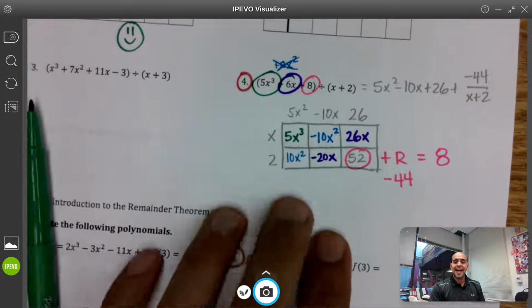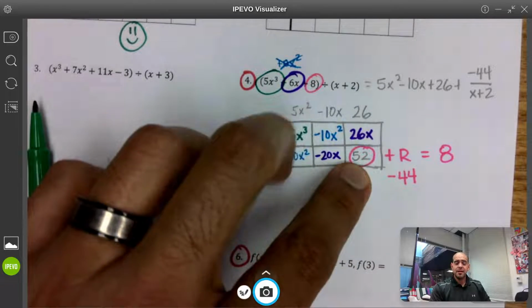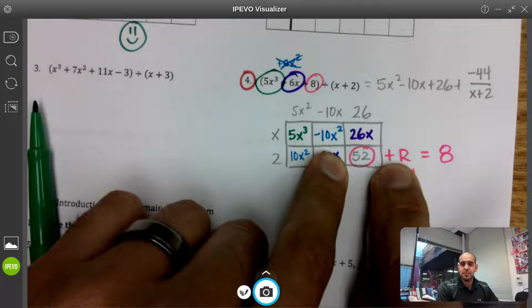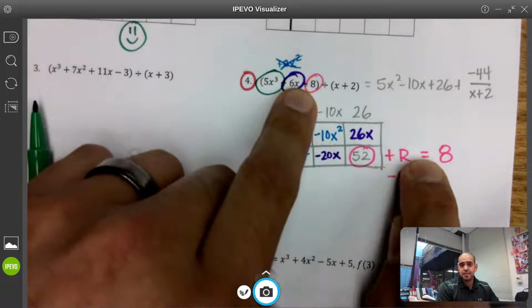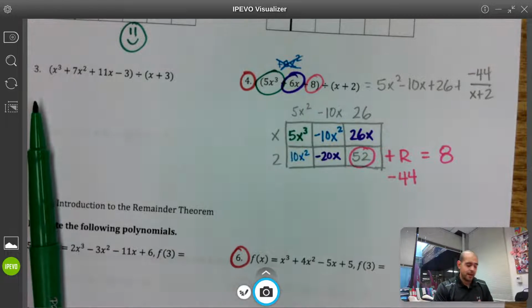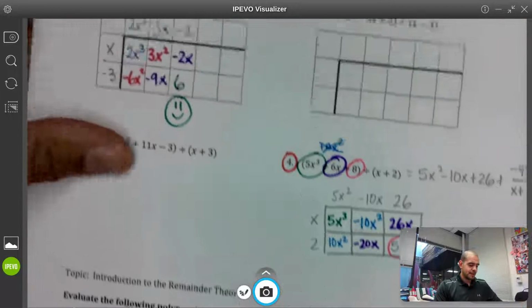Okay, so if your last box doesn't match, essentially to find your remainder, it's 52 plus the remainder, that's your remainder, to get to fill that box nicely. Okay? All right, let's keep going.